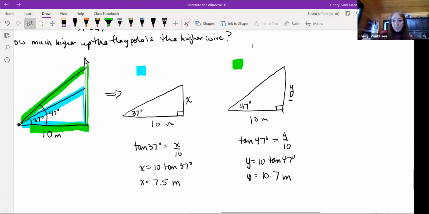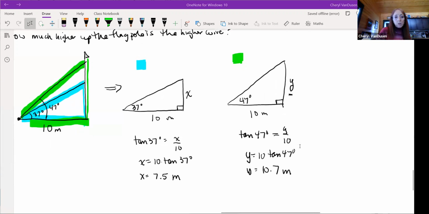And then you repeat the same thing for the second statement, tan 47 equals Y over 10. And then we're going to multiply because the unknown's on the top, and then we're going to subtract.